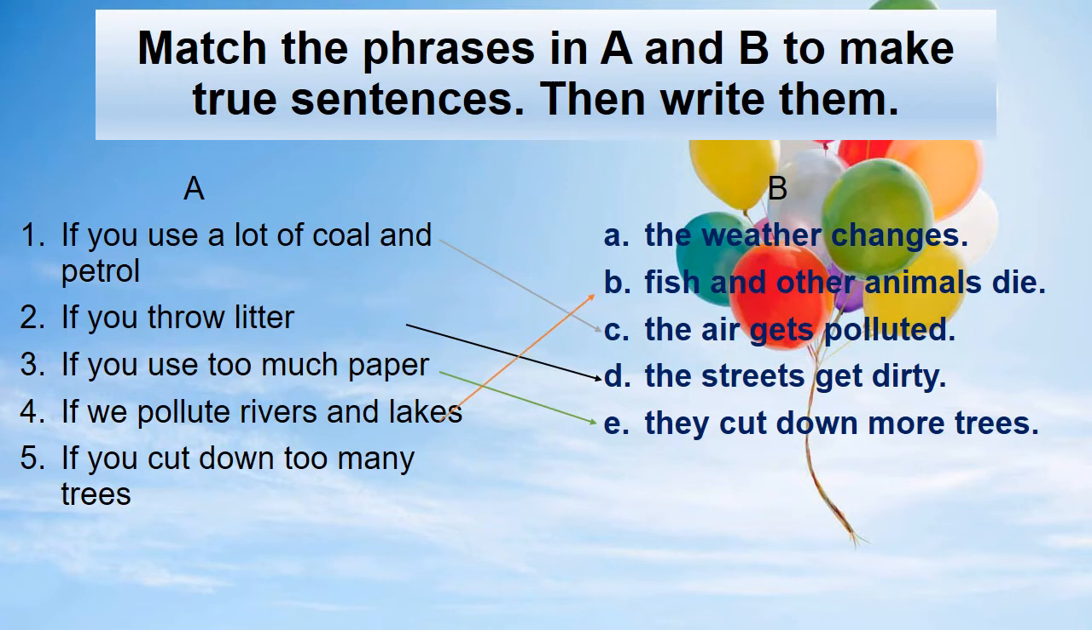4. If we pollute rivers and lakes, fish and other animals die. 4B. 5. If you cut down too many trees, the weather changes. Last correct answer is 5A.